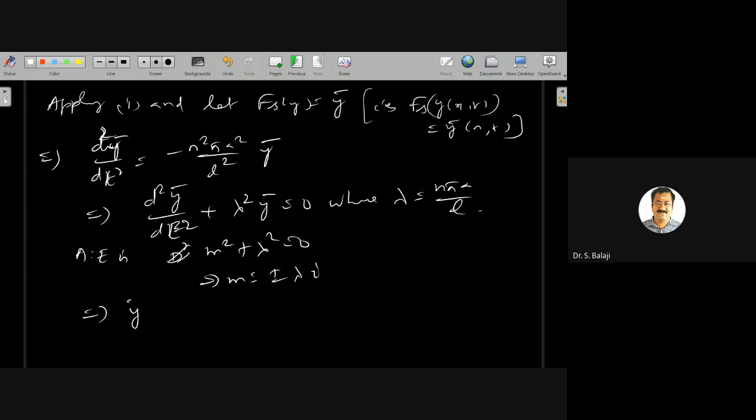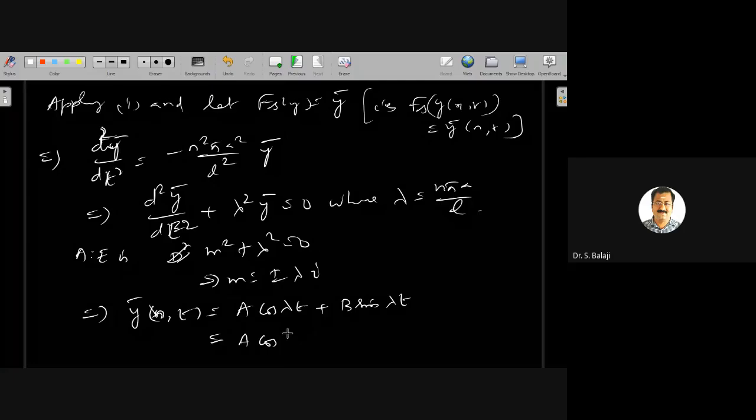This implies y bar of n comma t equals A cos lambda t plus B sin lambda t, because this ODE contains only t. You can write it in terms of t, but lambda already depends on n. Or you can write A cos n pi a t by L plus B sin n pi a t by L. This is y bar of n comma t.